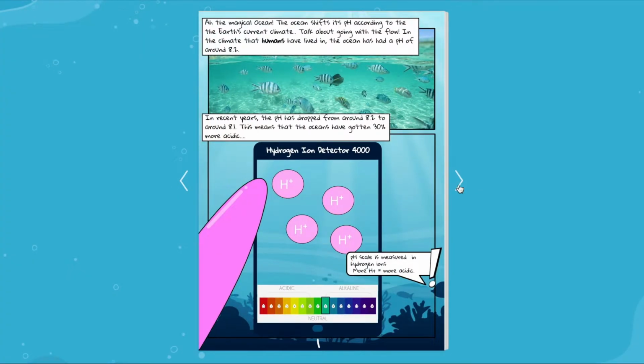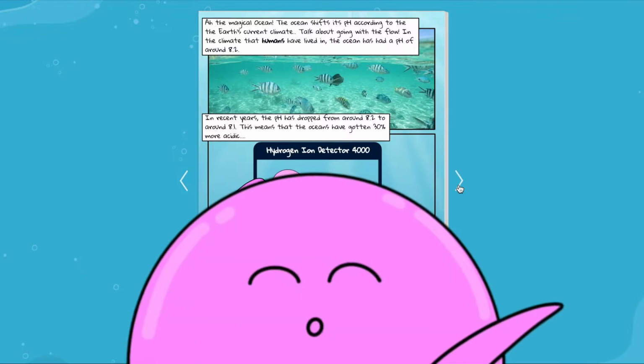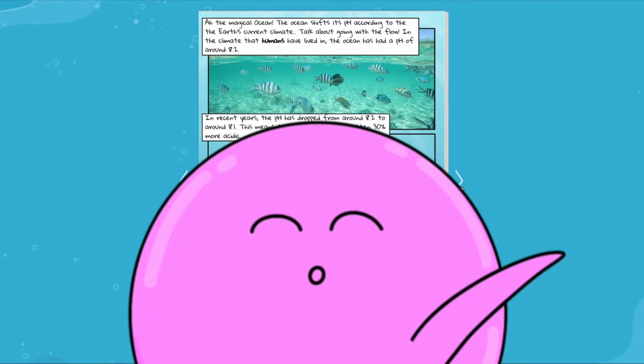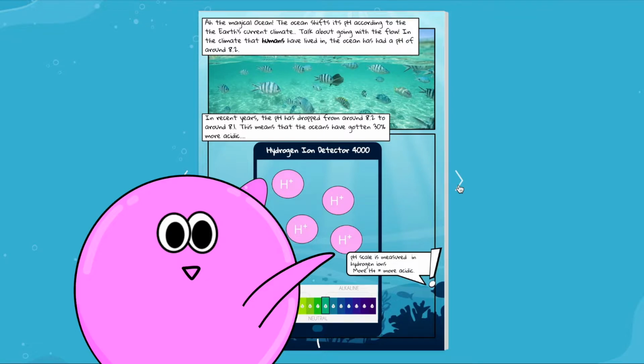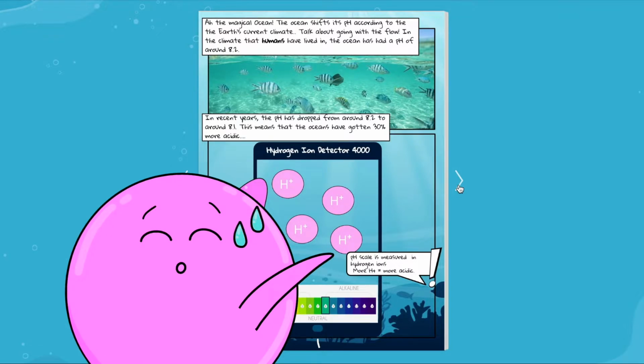The magical ocean. The ocean shifts its pH according to the Earth's current climate. Talk about going with the flow. Get it? Because the ocean is water, and water is flowy, and now we know the ocean is adaptable, so it's kind of like the saying going with the flow. No? Okay. Well, moving on.